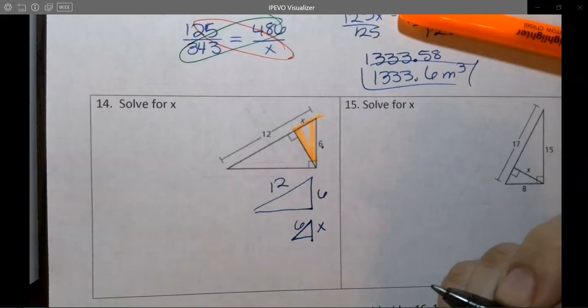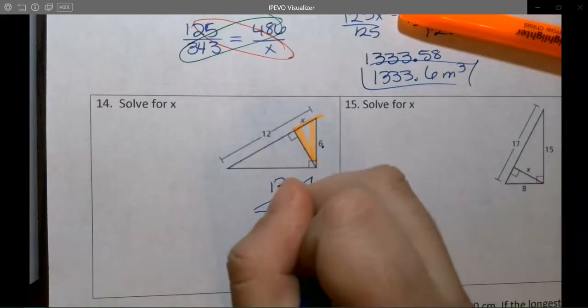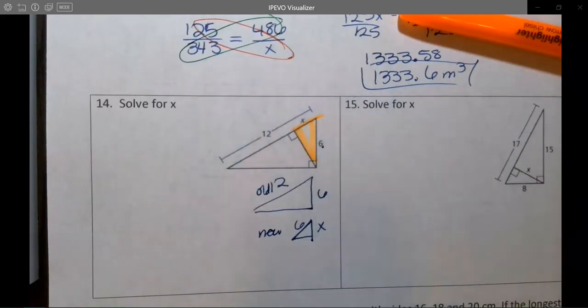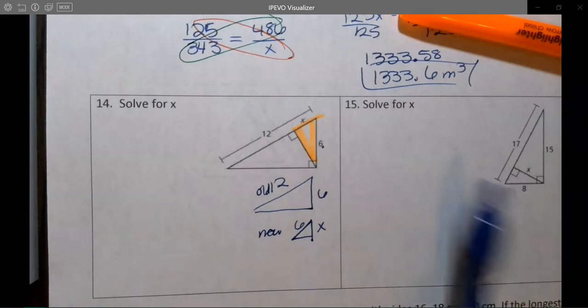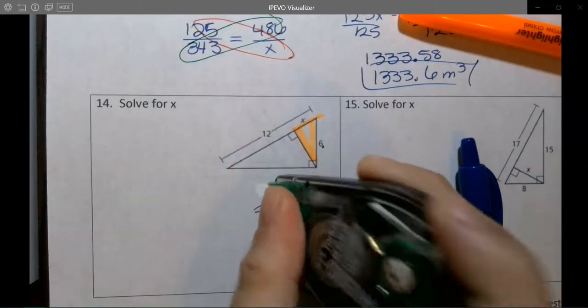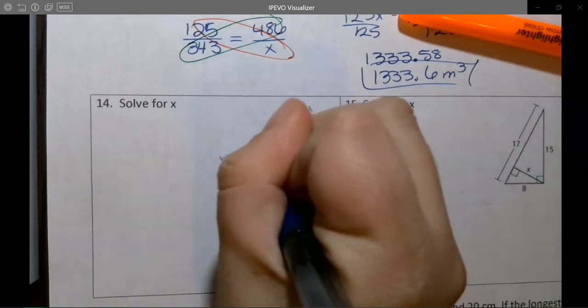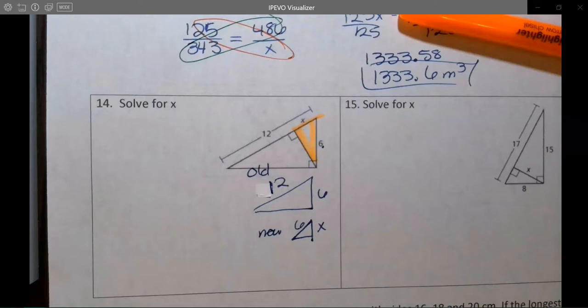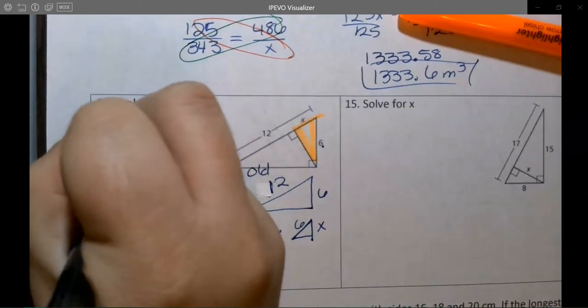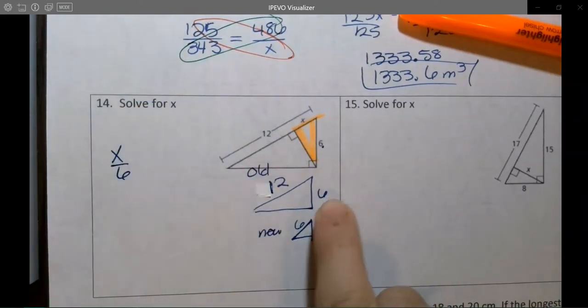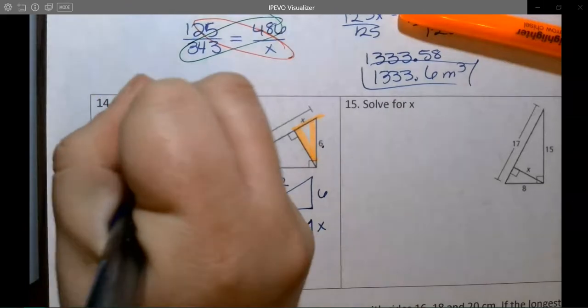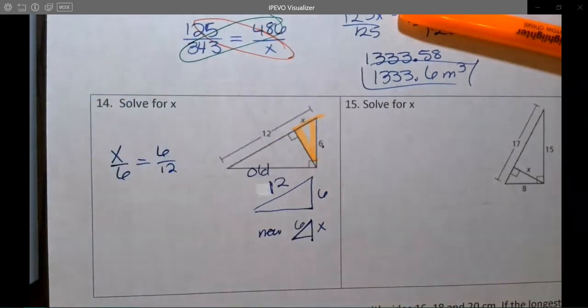So again, I want to set up my proportions. This one is going to be my new, and this one is going to be my old. So I wrote that too close to the 12. Let's write this over here. So what I want to do is I'm going to set new over old. So I'm going to have x over 6, this side to this side, and then I'm going to have 6 over 12, the hypotenuses being compared.